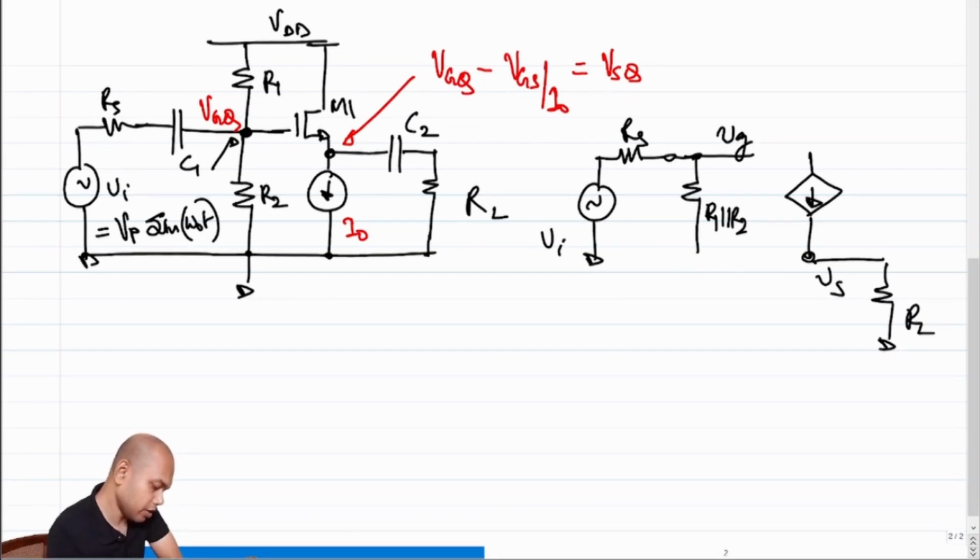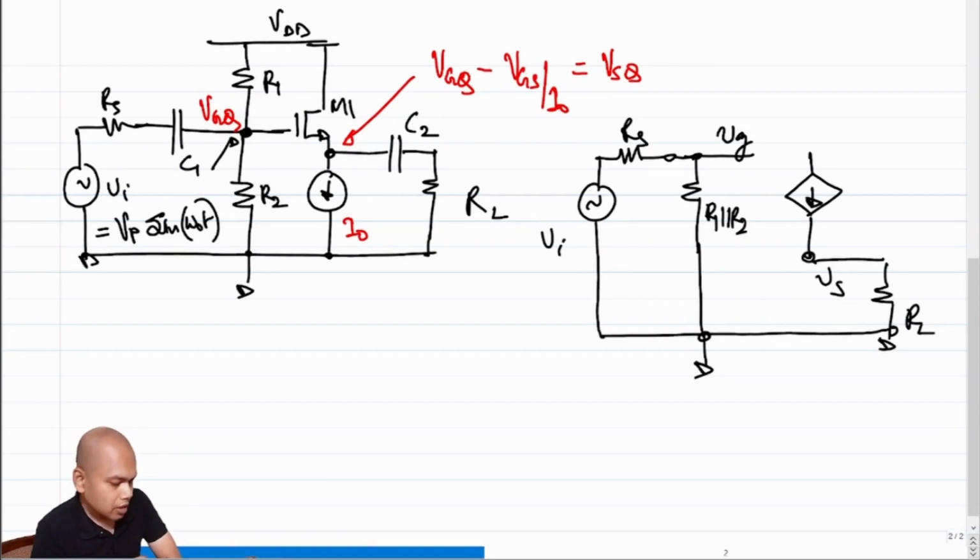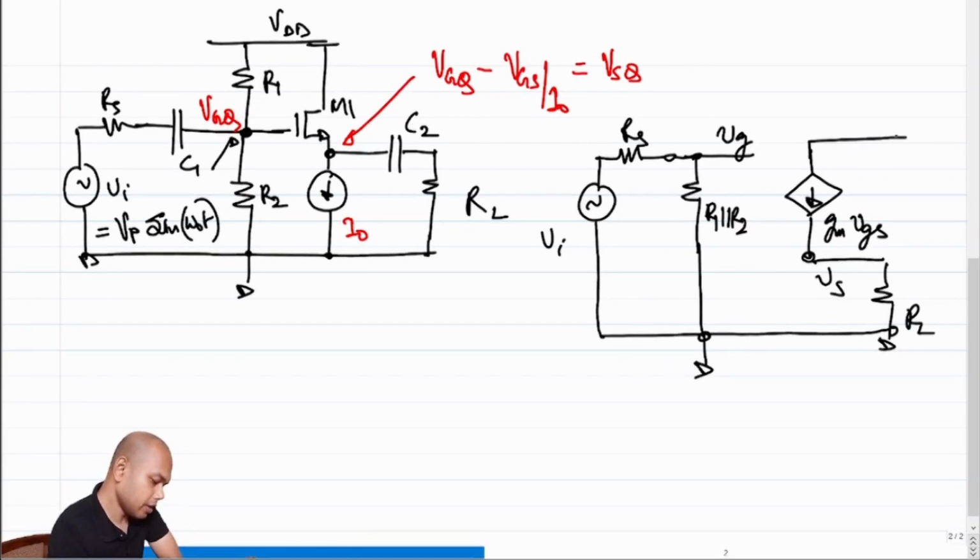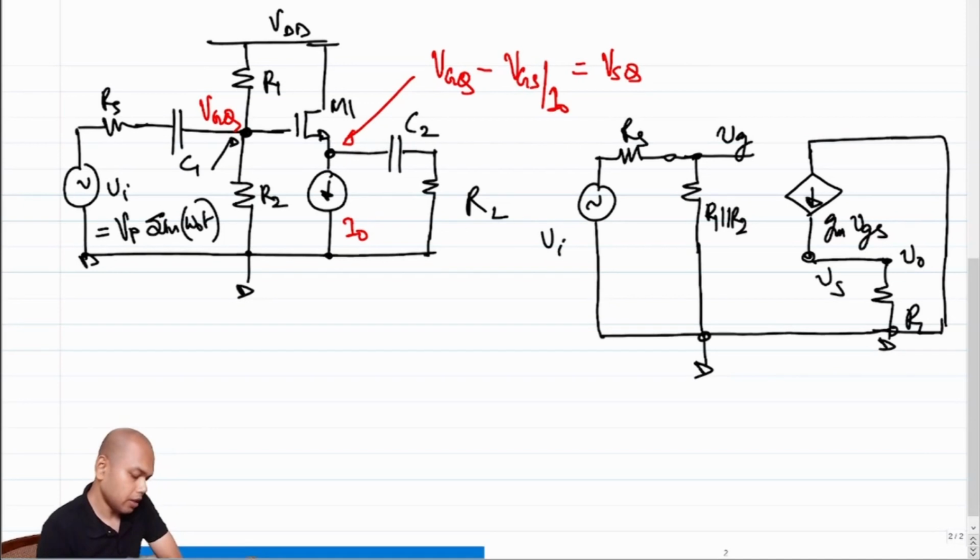So just to ensure that I am drawing symmetrically, I will just connect all the grounds together. That's always a good practice to avoid mistakes, right? Now this value is Gm times VGS. The drain is clearly a short circuit. So this goes here and this is my incremental V naught.